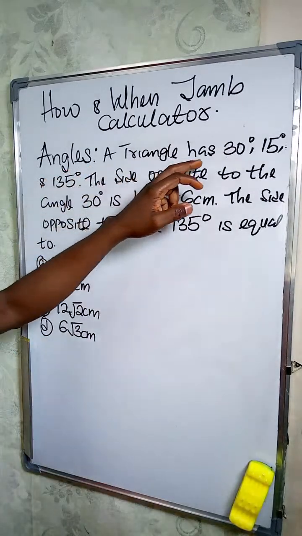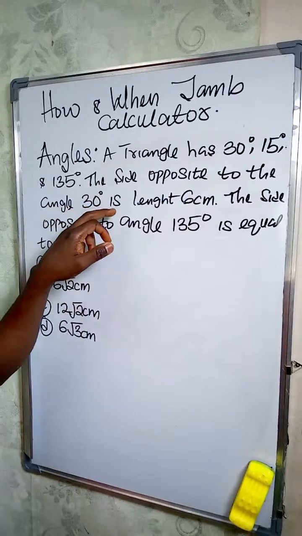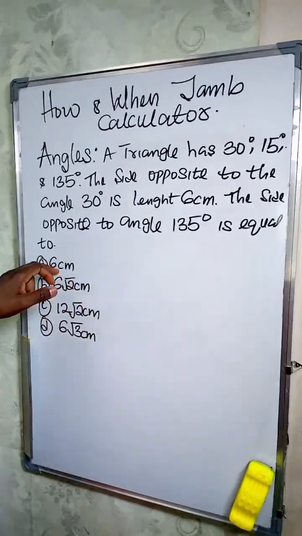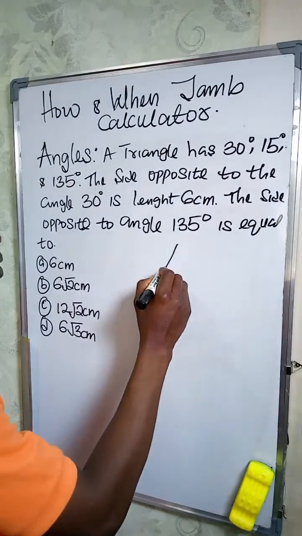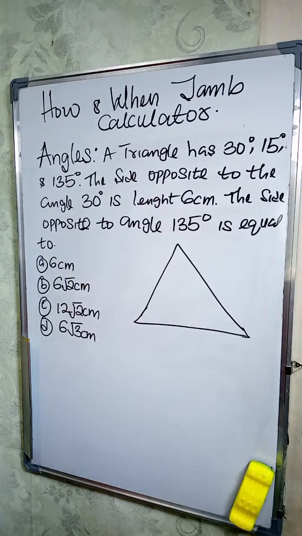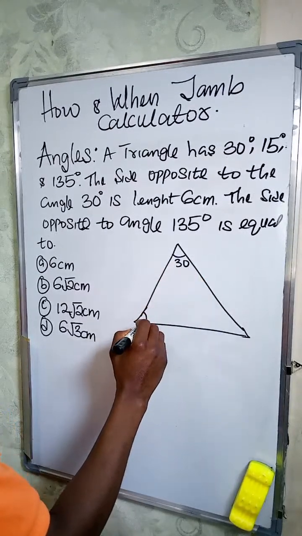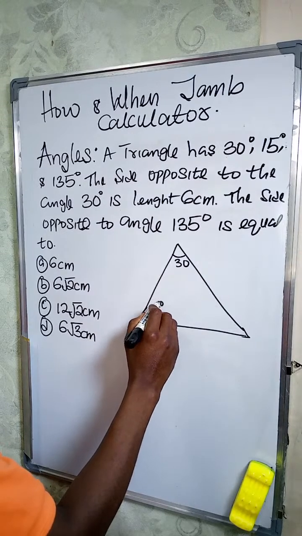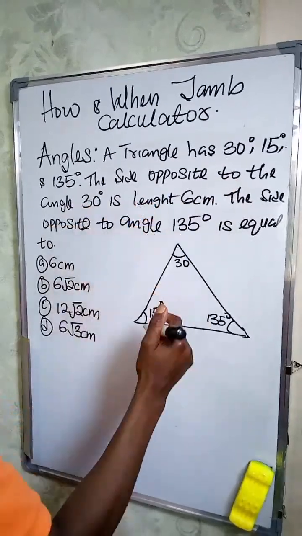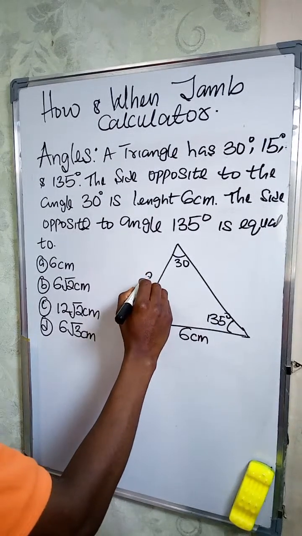Now remember, say they say one triangle has 30, 15 and 135°, and they tell you say the side wey dey opposite to the angle 30 e get the length wey be 6. Now they now tell you say the side opposite to angle 135 dey equal to wetin? Now the next thing wey you go do na to draw this triangle. If we assume say we wan draw this triangle, we go take here to be 30, make we just take here to be the next one 15°, and make we take here to be 135°. Remember say the side wey dey opposite angle 30° na 6 centimeter. The one wey dey opposite to 135 na im dey see make we look for.